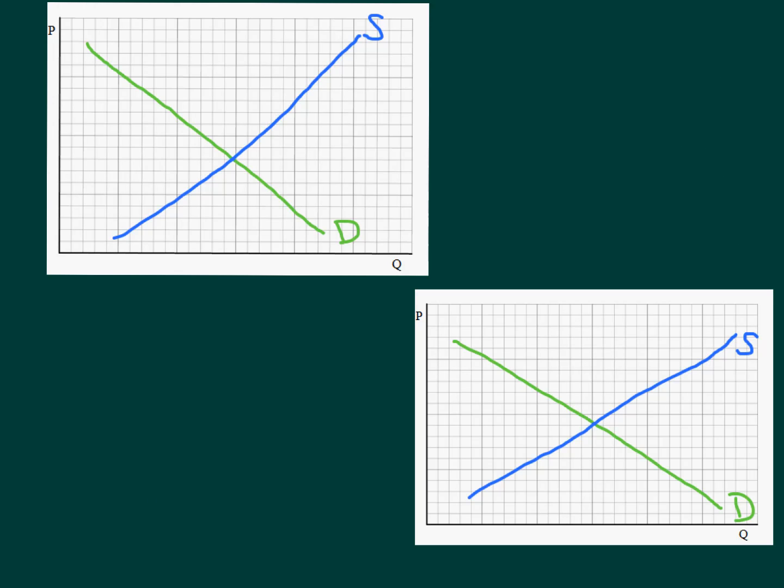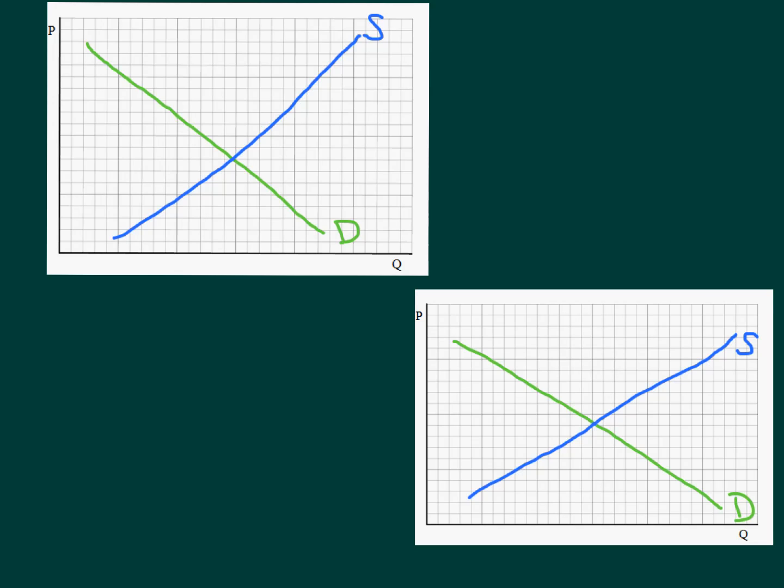Now we want to take a look at a possibility of both curves shifting. Now realize that it's not one factor changing that could cause both to shift. When only one factor changes, that affects only one curve and you have movement along the other curve. Those are the examples we just looked at.